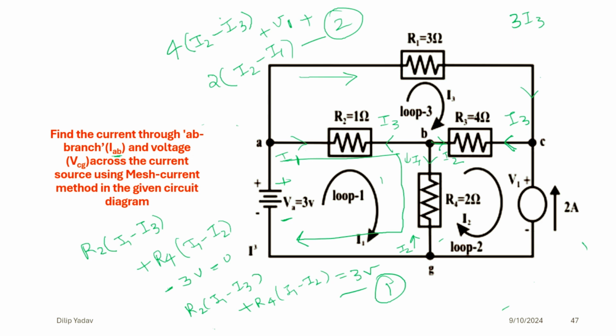Then it will be I3 plus 4, it will be I3 minus I2. Then coming at this point, we said that it is I3, so it will be 1 ohm into I3 minus I1. I3 minus I1, this will be the third equation. So now we have taken the 3 loops, and we have 3 equations: equation number 1, equation number 2, and equation number 3. So this is how we are going to solve it.